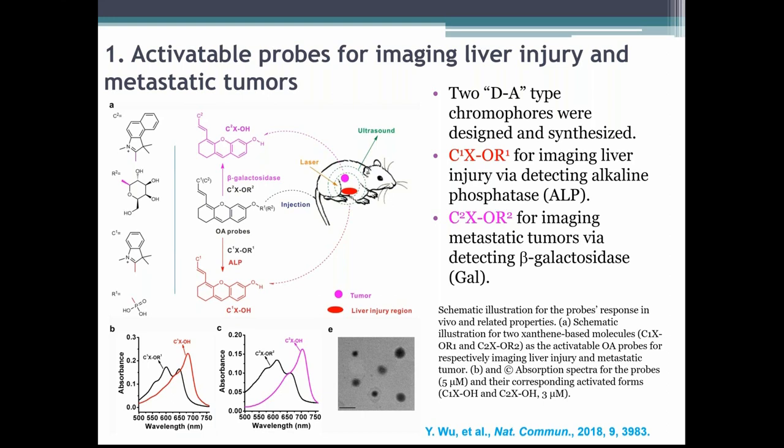As for probe one, to ensure liver targeting capability, we also use an amphiphilic polymer to encapsulate probe one molecules so that we obtained the nanoprobe for imaging liver injury.